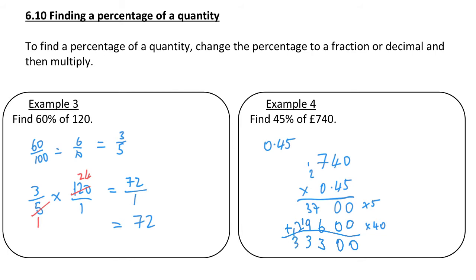Now, in the question, there were a total of 2 decimal places. So that means in our answer, there has to be a total of 2 decimal places. The decimal place will go after the third 3 and before the first 0, so that we've got our 2 decimal places there. So the answer is going to be 333, and because we were finding 45% of £740, the answer is £333.